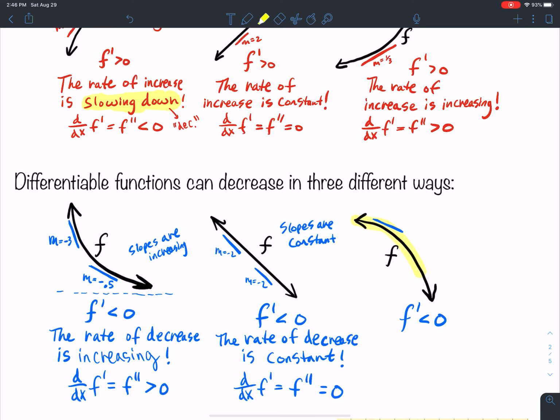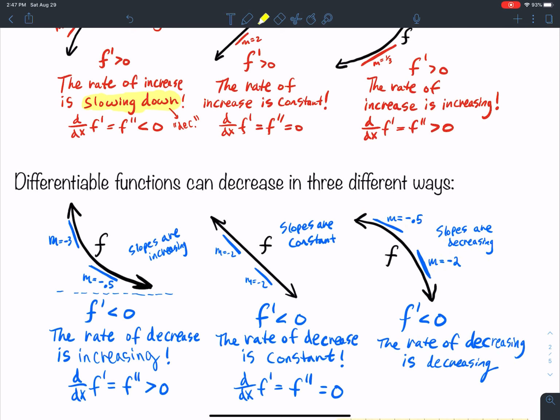Now this one here is your exponential downward curve. Unlike here, which was a leveling off downward curve, this one, the more x increases, the more steep the curve becomes. Maybe here it's like negative a half, and then as I go a little further, it's like negative 2. So the slopes here are decreasing. It's getting more and more negative. So the rate of decrease is decreasing, which means that the second derivative, the change of the change, is negative.